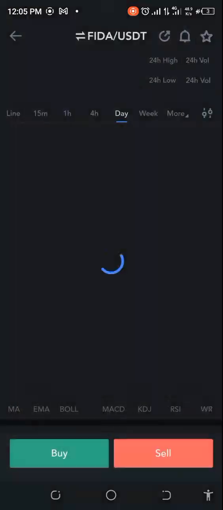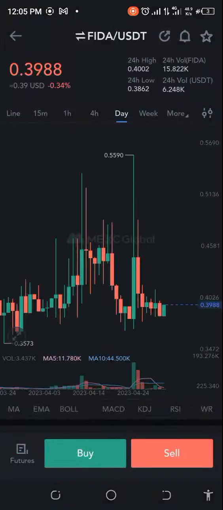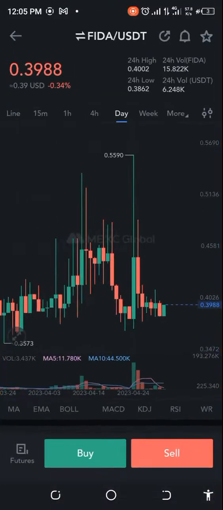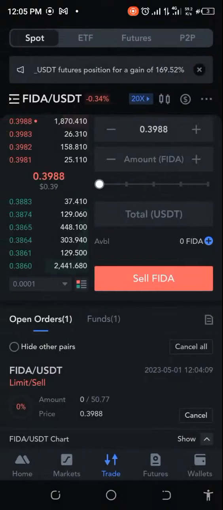So let me just check what's going on in the chart. The price currently is 39.88. But if the price goes higher, then there will be more people willing to buy at a higher price. So this may just be a slight waiting game. Let's wait and see how this goes, and I'll be back to give you the results.